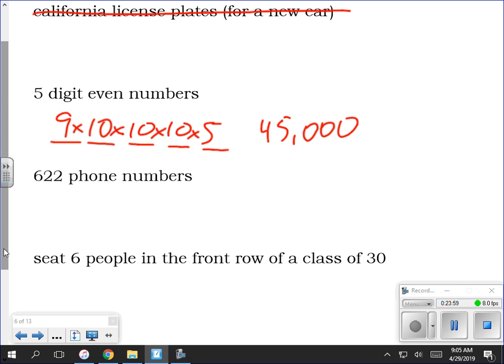Think about it. When I was a kid growing up, everybody had the same area code. It was 805. And then everybody in the neighborhood or in the city had like 4 choices for the first 3 numbers on their phone number.